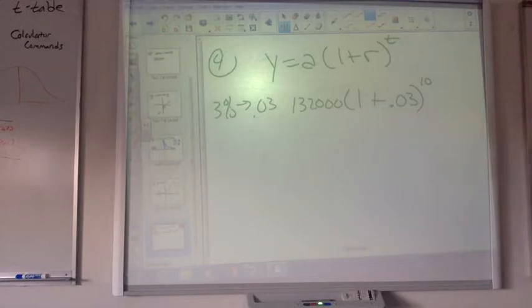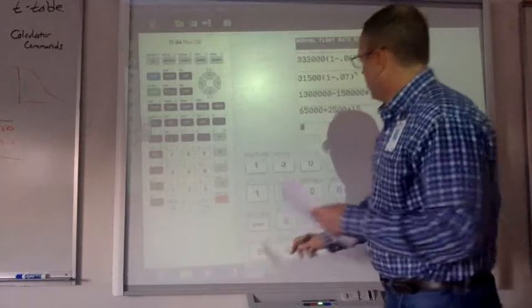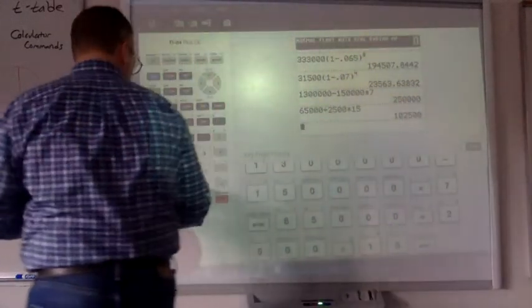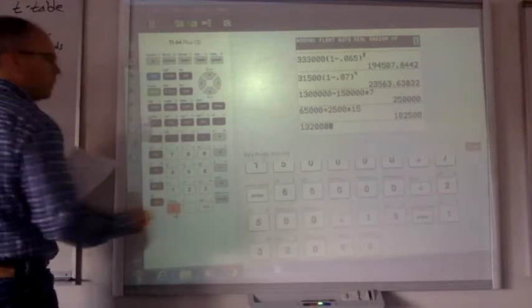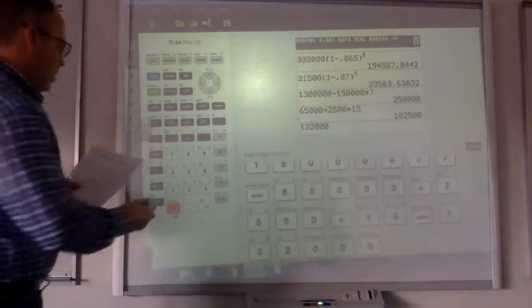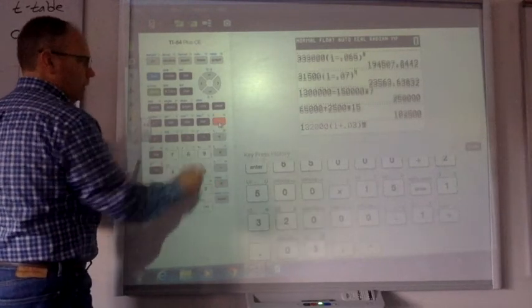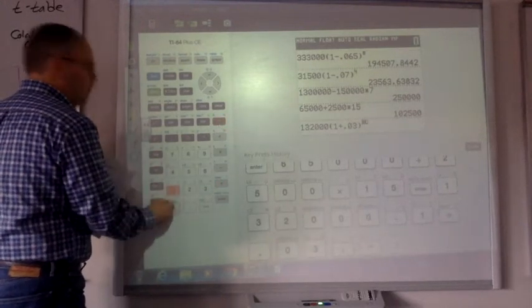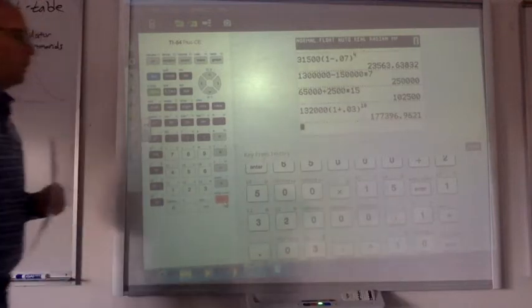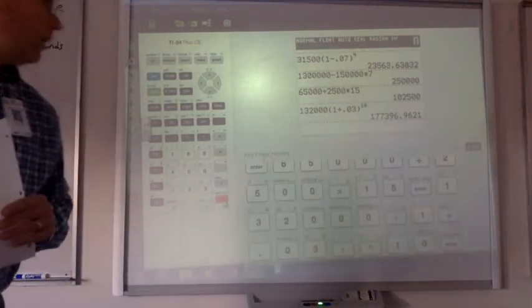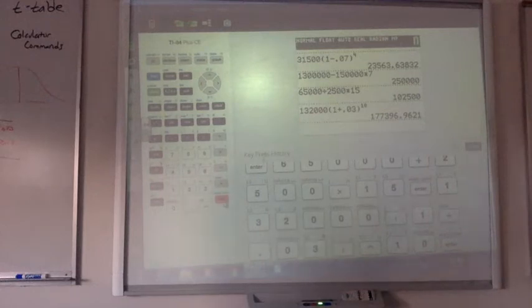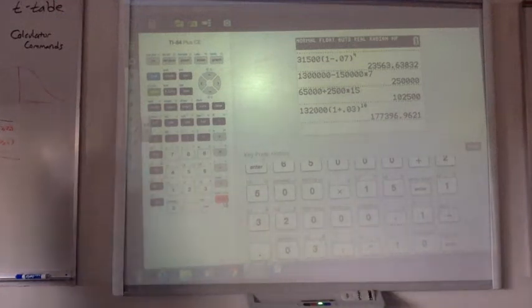All right, so if I plug this in to the calculator, 132,000 times 1 plus 0.03 raised to the 10th power. So it looks like there's 177,396.9. So if you round it up to 177,397, you'd be fine.